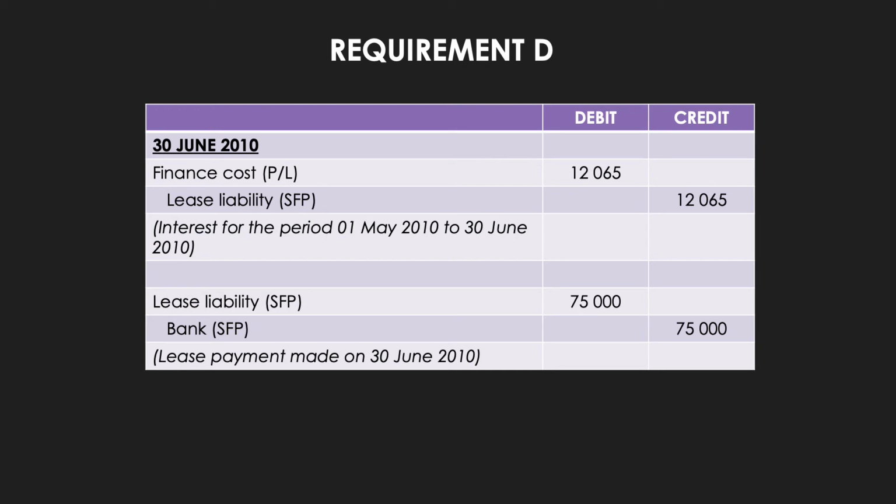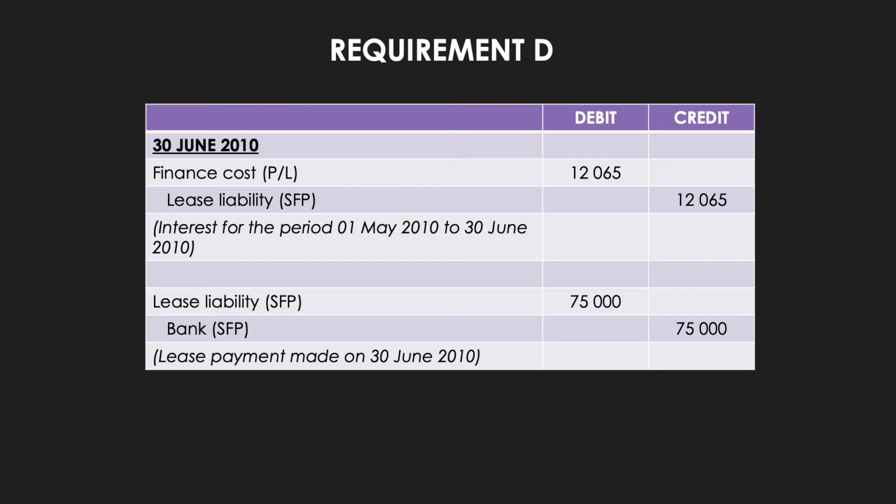So I debit finance cost and I credit my lease liability. The amount is 12,065 Rand. How is this calculated? It is the 36,194 Rand interest, the total interest from the very first payment, and I times it by 2/12. Right, because only 2 months still need to be journalized. Then I need to take into account the actual lease payment made on the 30th of June 2010.